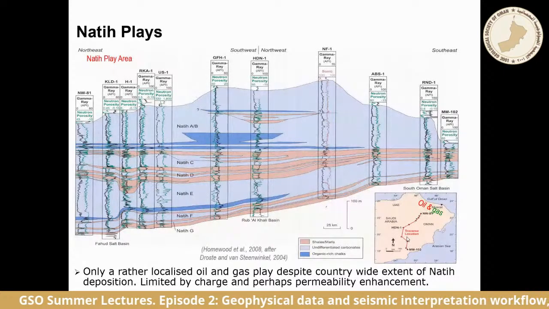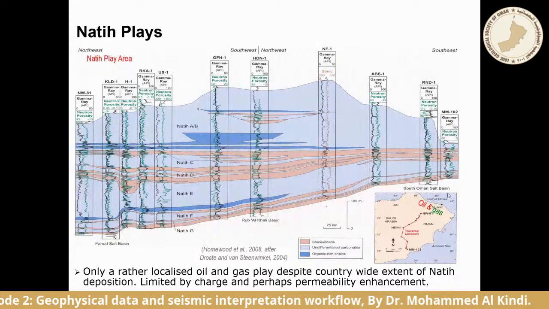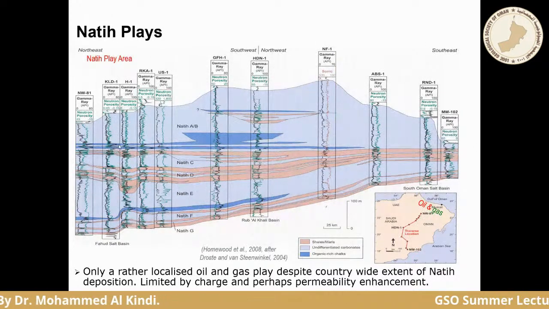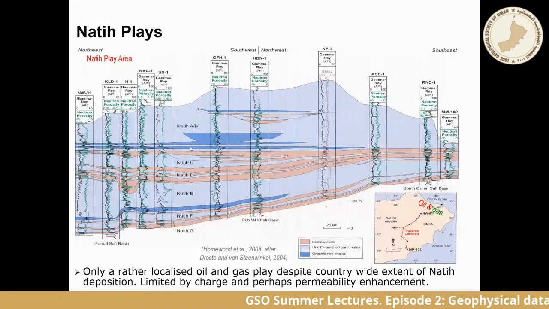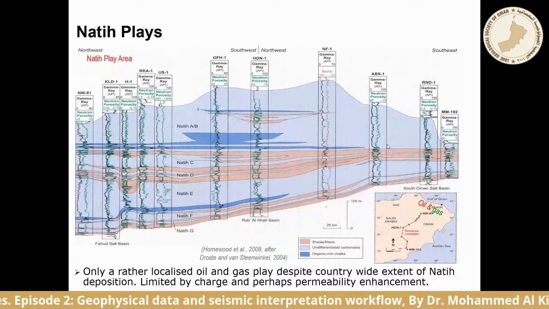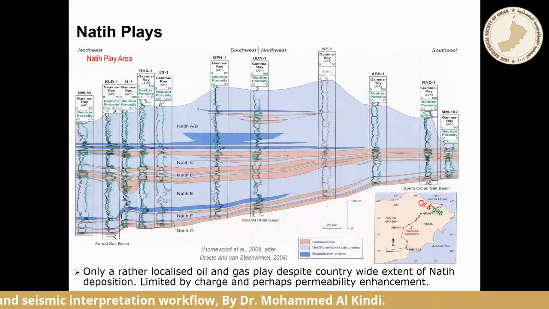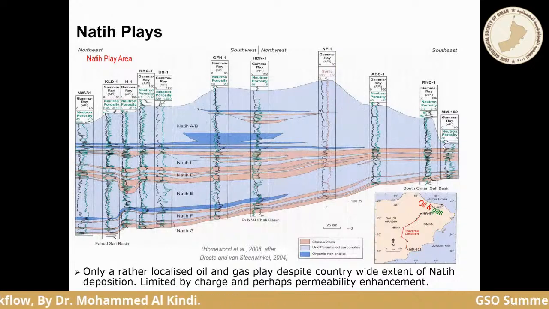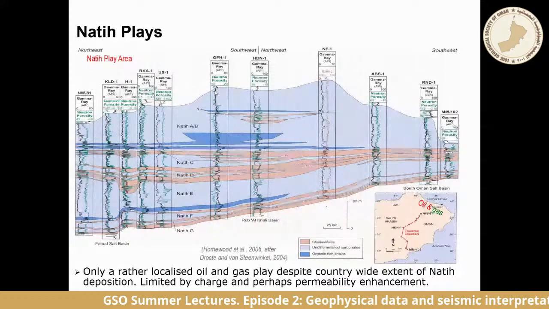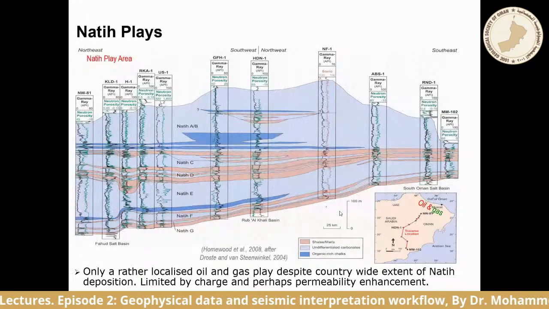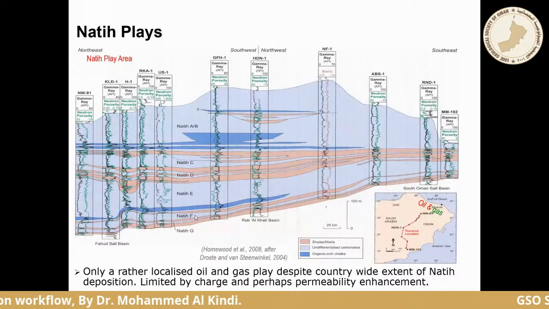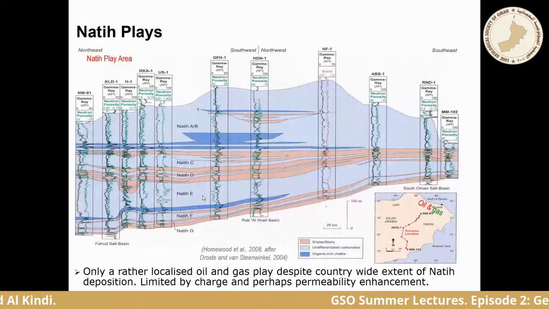So we have the Fika in this case sitting on top of the Shuaiba directly, or in some places on top of Nahr Umr. So what we have here is the source rock of Natih. These dark blue colors cover north and central Oman, and then in South Oman, these wells are from South Oman, you can see the cross section here, these source rocks are missing, and you can see that the Natih becomes very thick. In some places it's close to 500 meters of thickness, especially in central Oman. And then we have 7 members, A to G, and most of these are reservoirs with some mudstone or marl in between.